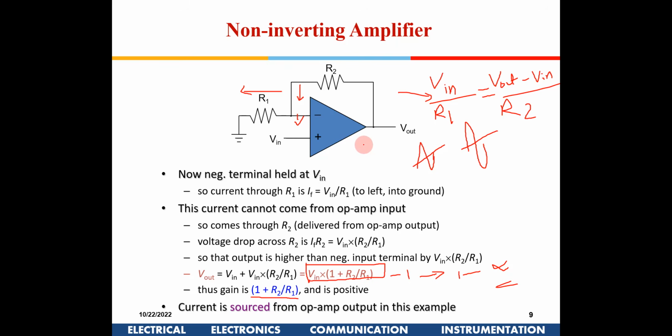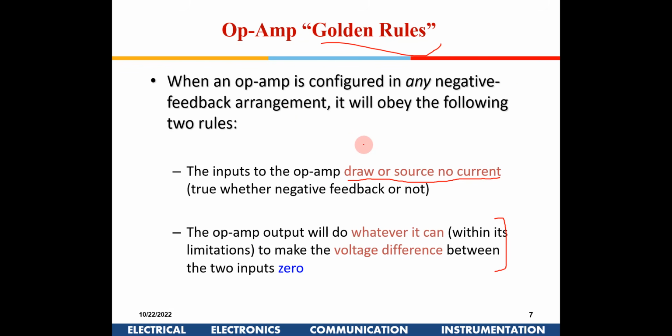Like I said, if I go back, there are two golden rules. One, there is no current which will flow into the inputs of the op amps. Second, both the terminal voltages will be the same. So these are the two rules which we are going to apply everywhere for the analysis of op amps.